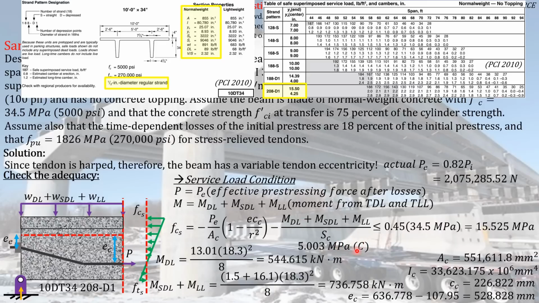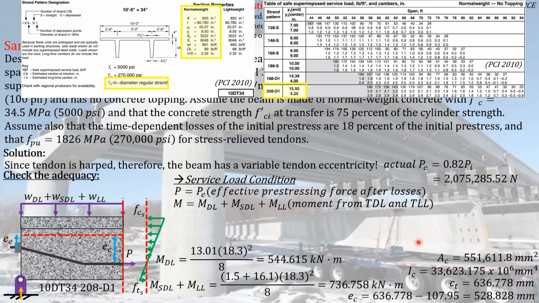So again, if you compare that to the allowable, obviously that is less than the allowable compressive stress specified by the code that can be experienced by the concrete element at service load condition. Therefore, our design is okay with respect to the maximum compressive stress at service load condition.